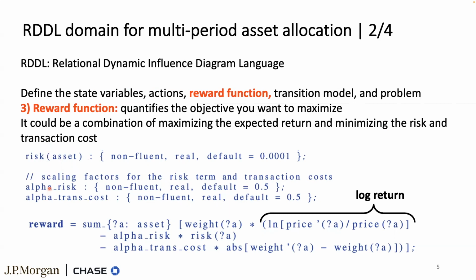Then there are two scaling hyperparameters, alpha risk and alpha transaction cost, which are used to weigh the return, the risk, and transaction cost. Because when we sum all of them with a negative sign for the risk and the transaction cost, because we are minimizing these two, we might want to scale them because they may not be directly comparable, and some of the values might be very low compared to the others.